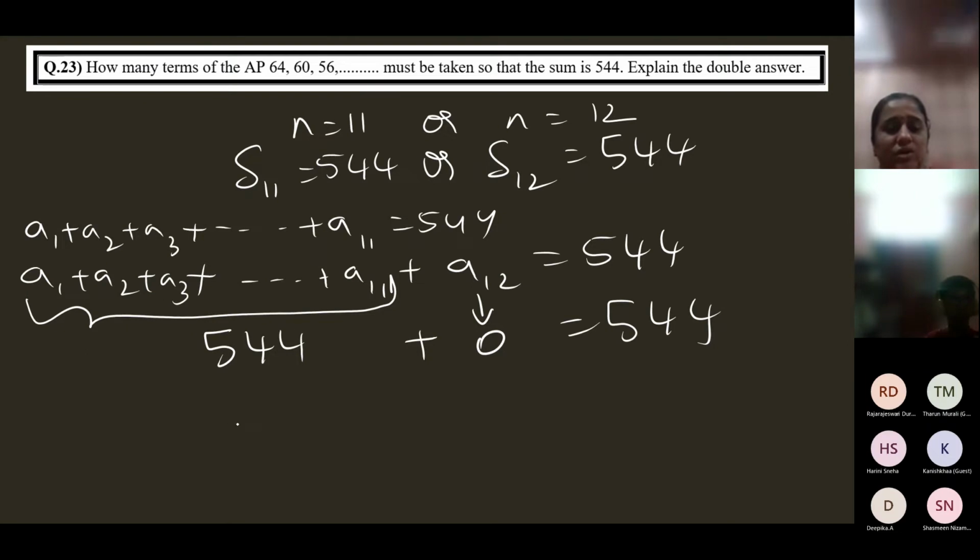Like for example, you have 5, 4, 3, 2, 1. What is the sum?